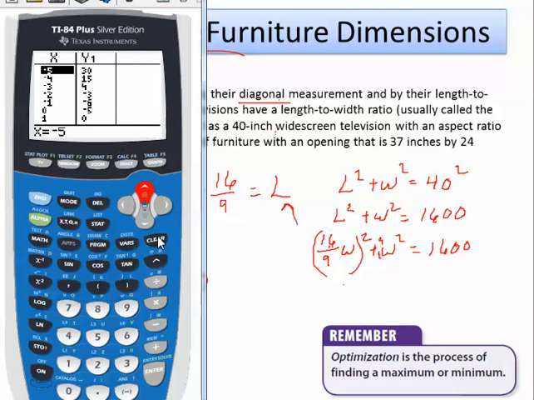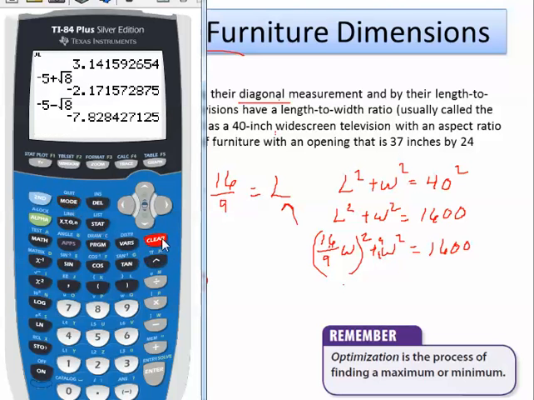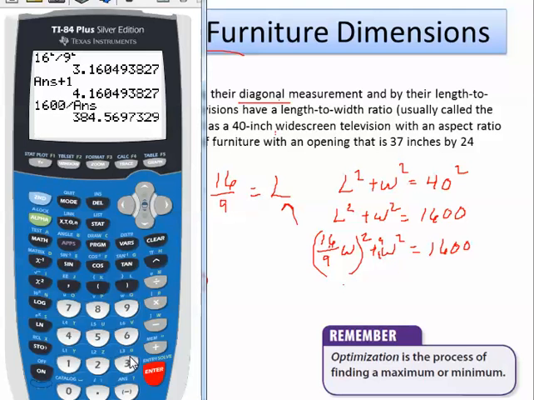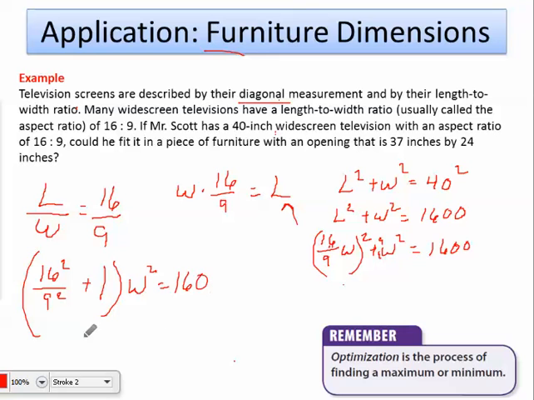So, clear, clear, clear. So I'm going to have 16 squared divided by 9 squared plus 1 is equal to that number right there. So if I take 1600 divided by that answer, I would get 384.57. So W squared equals 384.57.